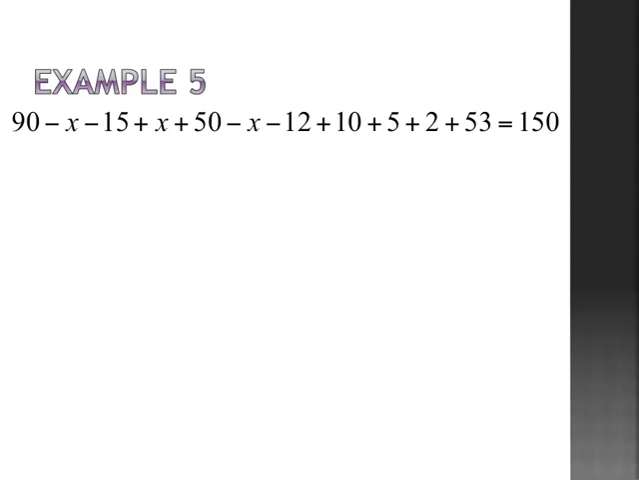Now we can go ahead and simplify this, so it looks like a minus x and a plus x will cancel. We'll put together all the numerical values that we have, so 90 minus 15 plus 50 minus 12 plus 10 plus 5 plus 2 plus 53. We end up with 183 minus x is equal to 150. Now we're getting x by itself, so I subtract 183 from both sides. That leaves me with negative x equals negative 33, which means x is equal to 33.